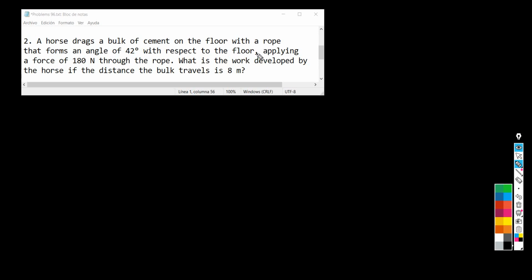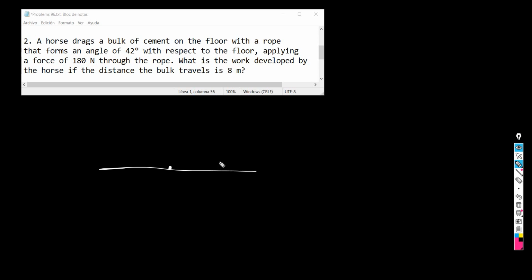So let me stop right here, guys. You don't have to read the whole thing before. You can actually draw a diagram or something. So same idea. I'm going to draw my horizontal surface. I'm going to put my particle here, which is my bulk of cement. And what's happening? A horse is dragging, arrastrando, this bulk of cement with a rope that forms an angle of 42 degrees with respect to the floor.